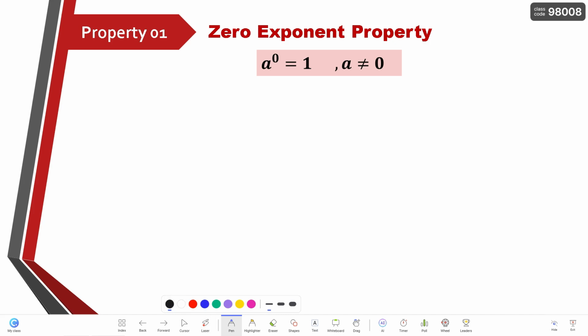So if you are given any expression like x squared times y to the power of 3, and then we have m to the power of n, all of that raised to the power of 0, this is simply equal to 1. Okay, so this is how you apply this property.